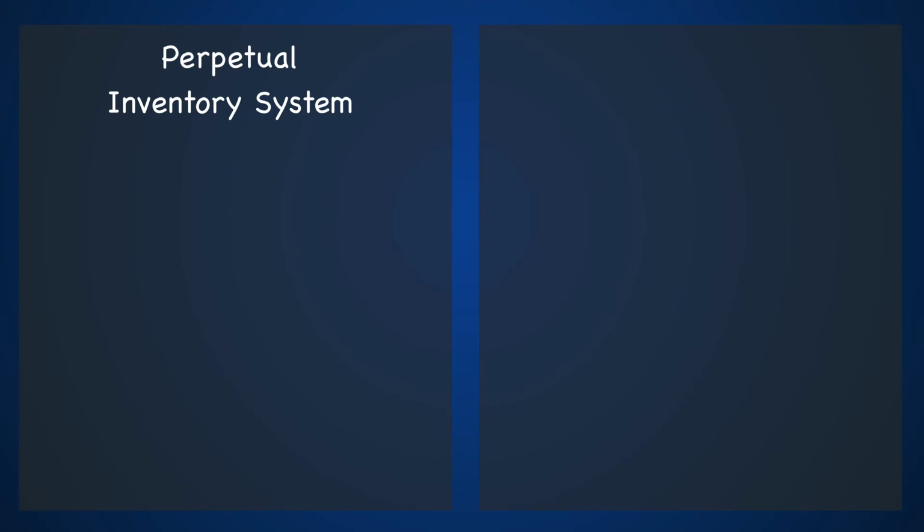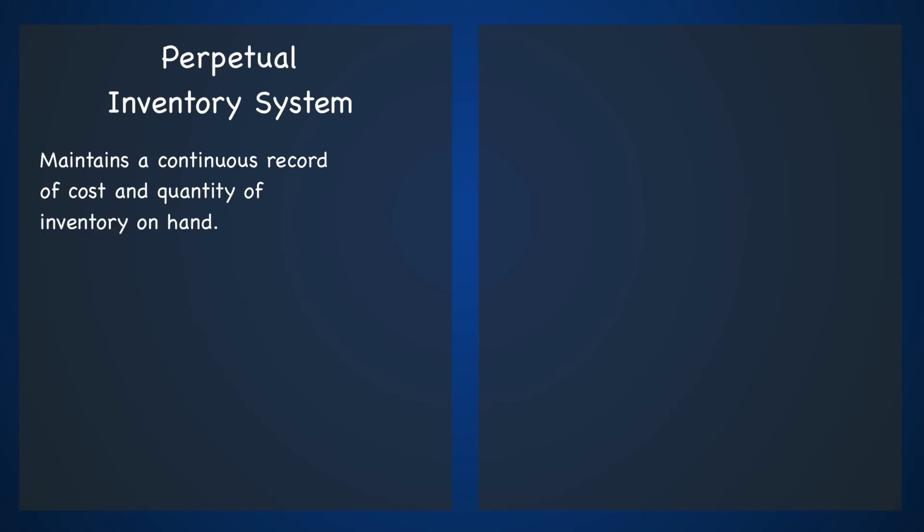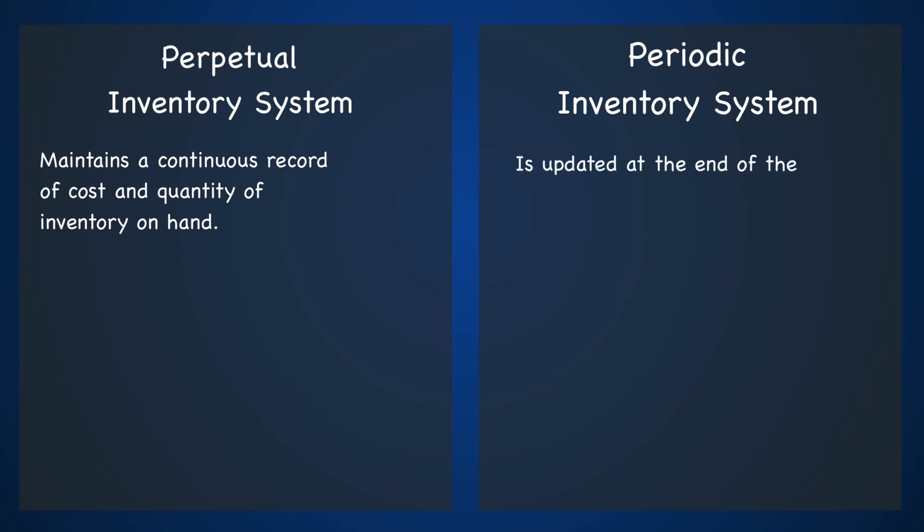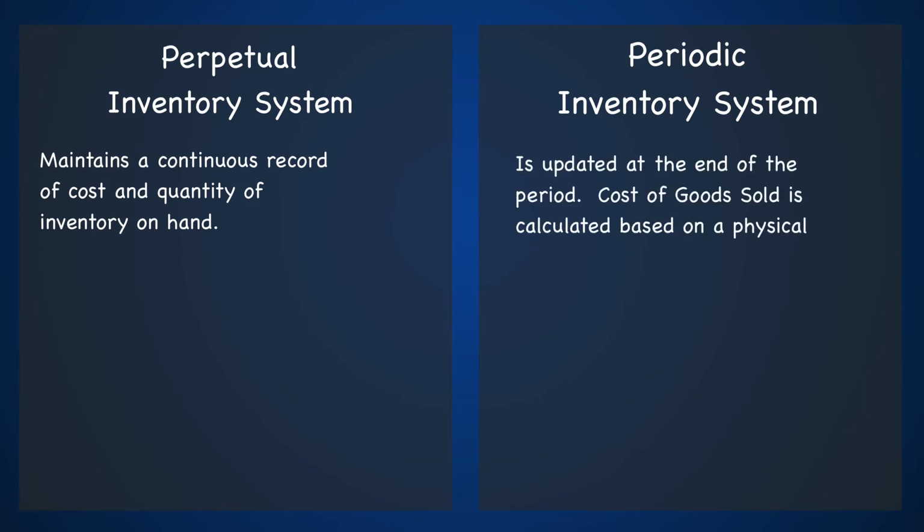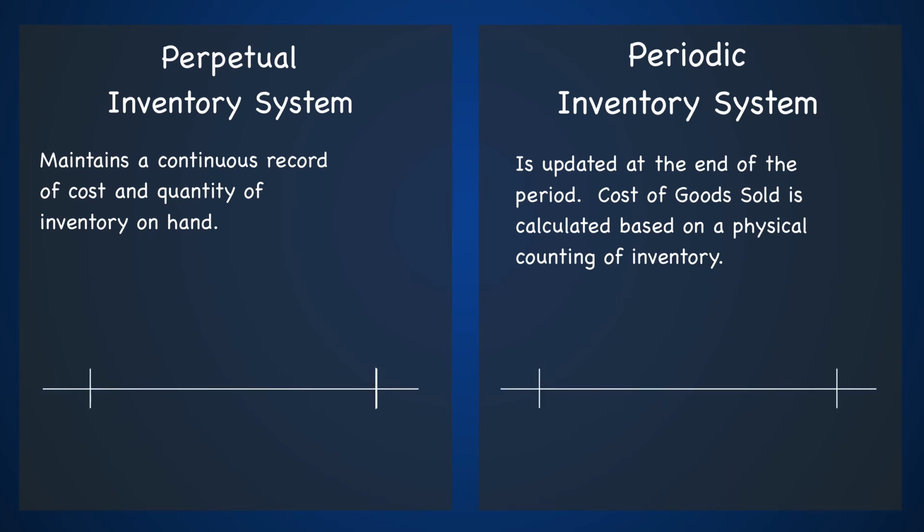In a perpetual inventory system, we maintain a continuous record of cost and quantity of inventory on hand. We can contrast that with a periodic inventory system. A periodic inventory system is updated at the end of the period. Cost of goods sold is calculated based on a physical counting of inventory. In a perpetual inventory system, we can determine what the cost and quantity of inventory is at any given time during the period. Whereas for a periodic system of inventory, we do all of that at the very end of the period.